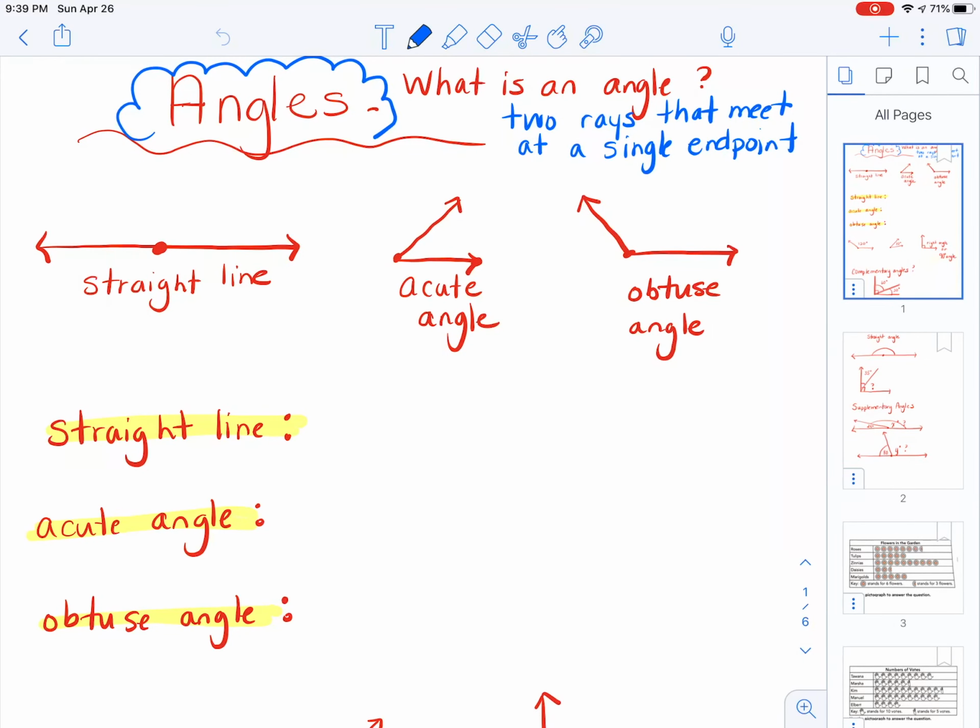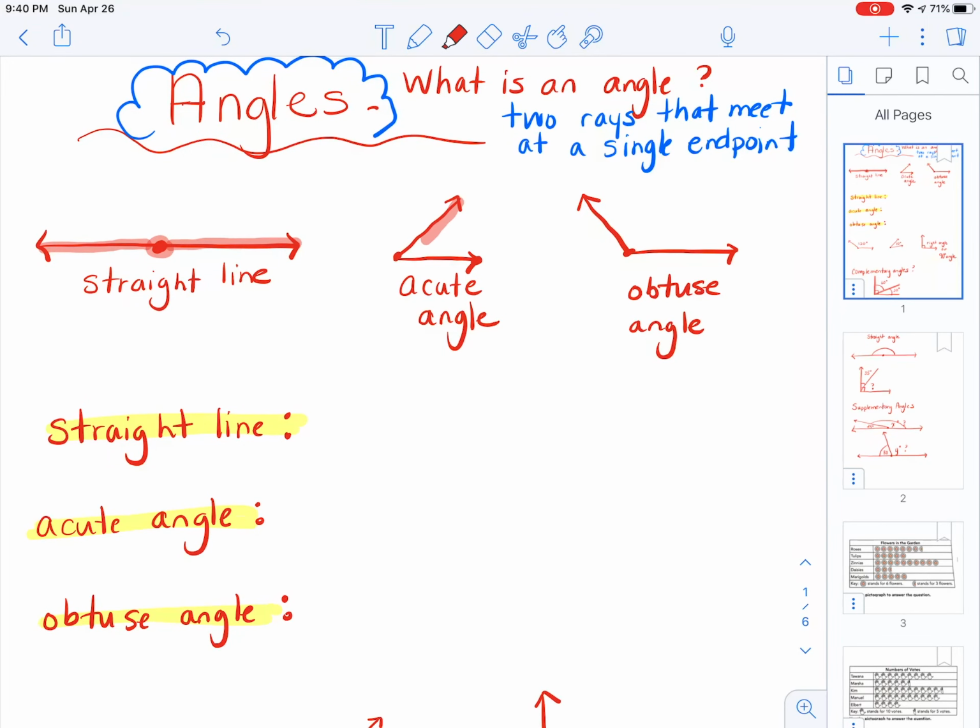All right, today we're going to talk about angles and what makes an angle and the different types of angles. But for starters, what actually is an angle? Well, an angle is two rays that meet at one single endpoint. And if I highlighted the straight line, there's a ray and there's a ray. So there's the two rays that meet at the one endpoint.